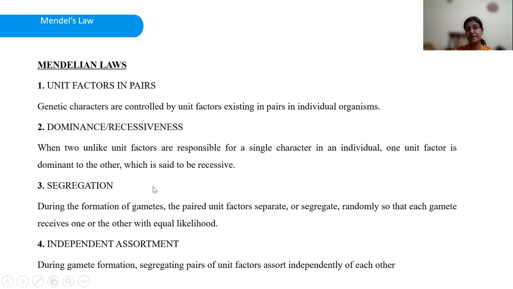Then comes segregation. During the formation of gametes, the paired unit factors separate or segregate randomly so that each gamete receives one or the other with an equal likelihood. The last fact is independent assortment. That is, during gamete formation, the segregating pairs of unit factors assort independently of each other.